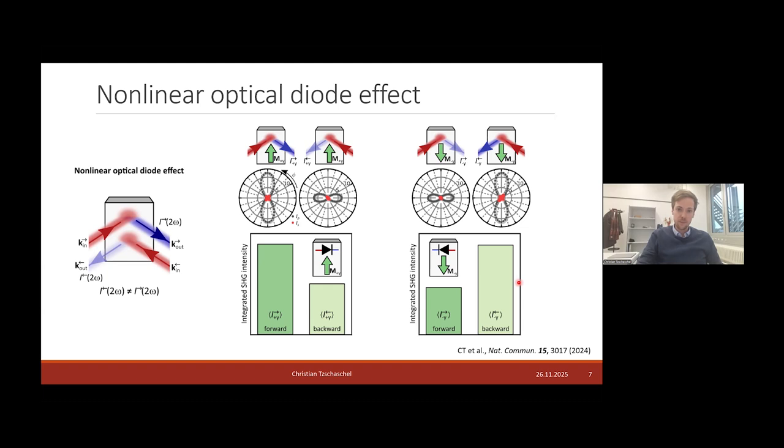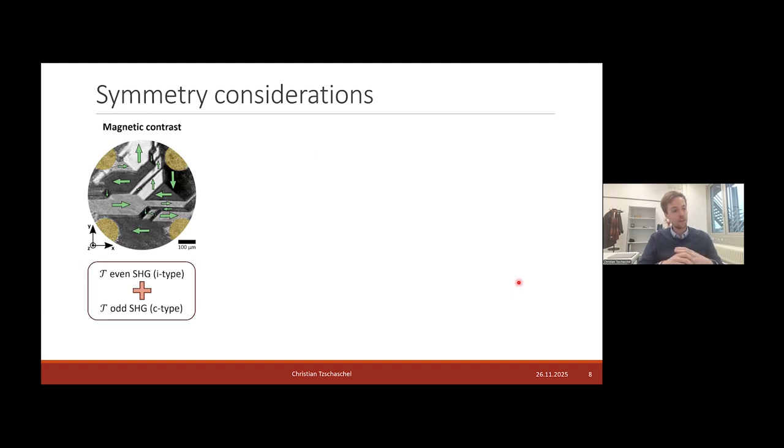Okay, now I want to emphasize this a little bit further. I want to talk about the symmetry of the nonlinear optical diode effect a little bit more. So ultimately, it's an interference effect. But it's different from the magnetic domain contrast that I showed you in this domain image.